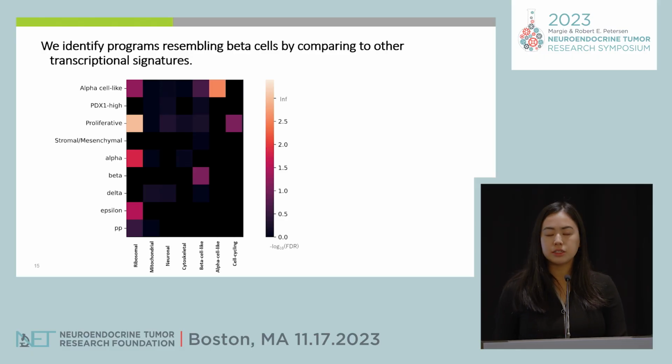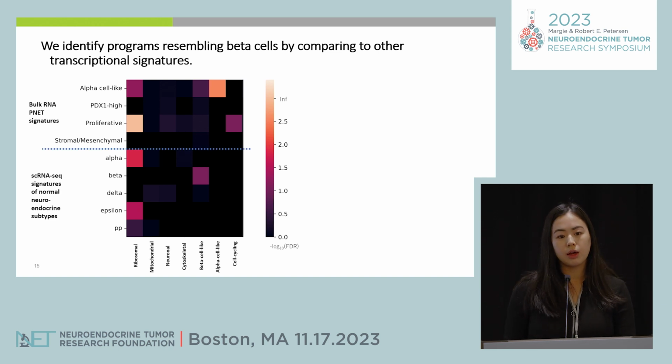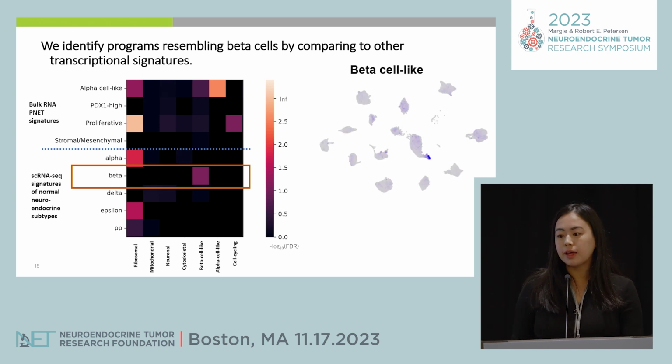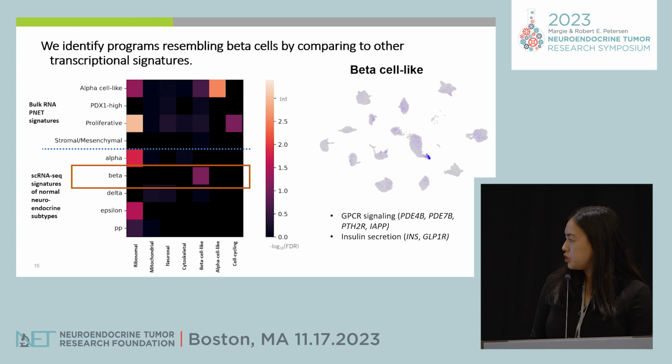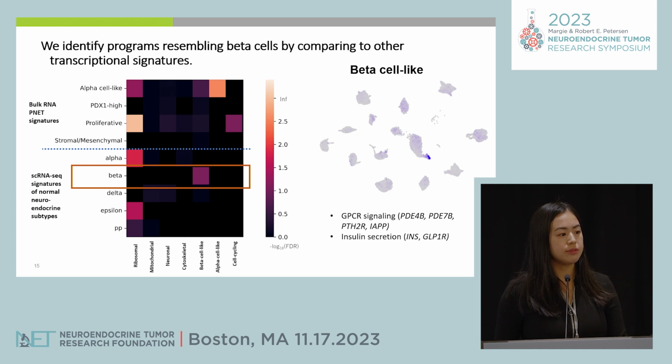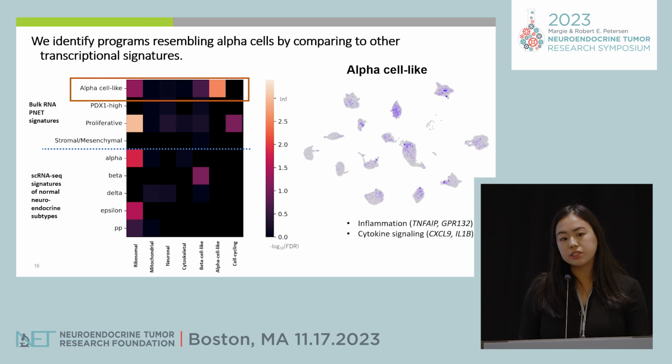And first, we wanted to compare it to known transcriptional signatures. So the top 4 rows are the bulk RNA PNET signatures that I described earlier in this talk, and the bottom are single-cell transcriptional signatures of normal neuroendocrine subtypes. And we identified one program that had significant overlap with the beta cell signature. And this contained a lot of genes related to GPCR signaling or insulin secretion. The purple in the UMAP represents the level of activity of this program in each cell. The program that had the highest overlap with the alpha cell-like signature contained a lot of genes related to inflammation and cytokine signaling, including CXCL9.